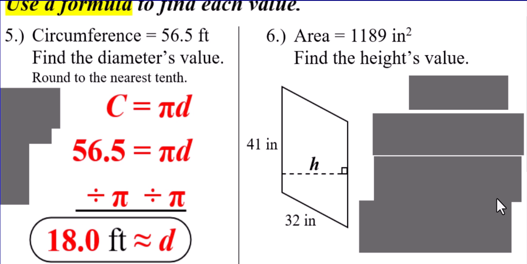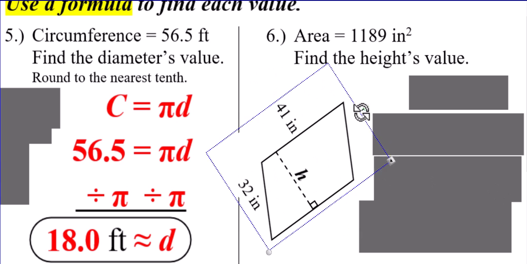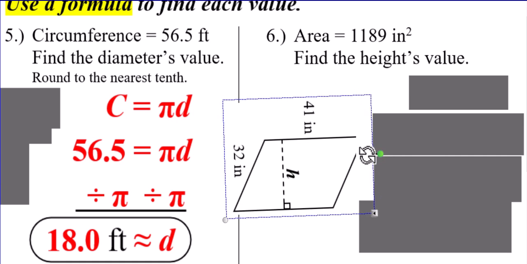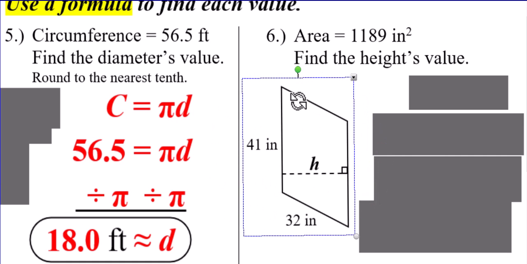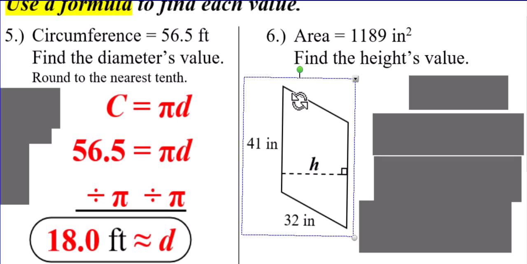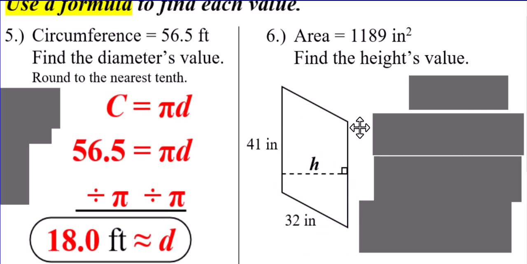All right, problem number 6. Did you even recognize what this shape was? It's normally drawn like this. This is a parallelogram, and the way I know this is because it's a four-sided shape with two pairs of parallel sides. Now, they gave me area.